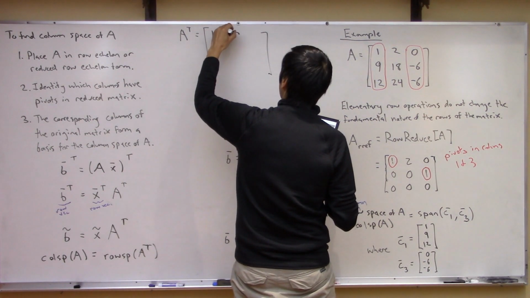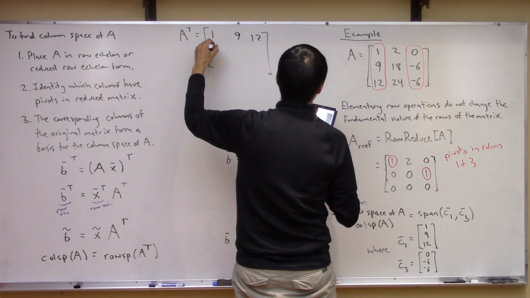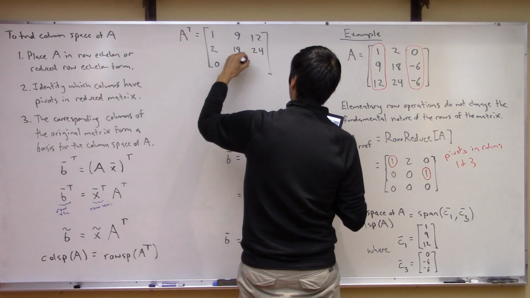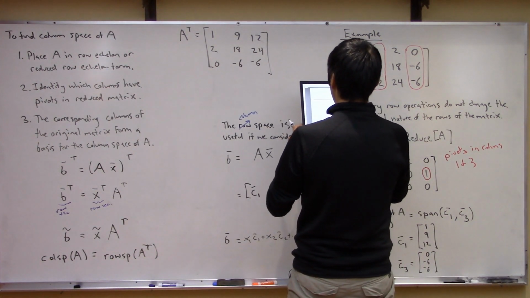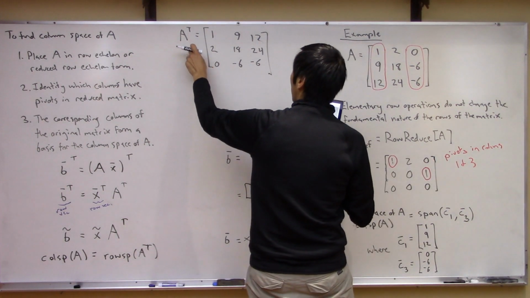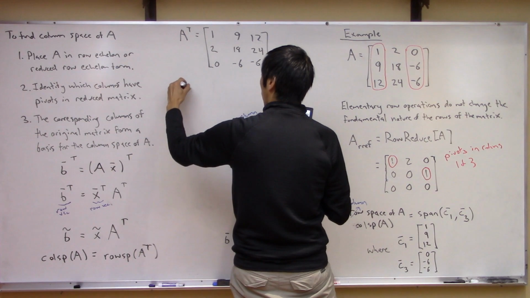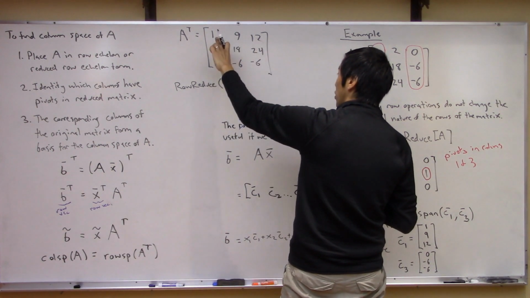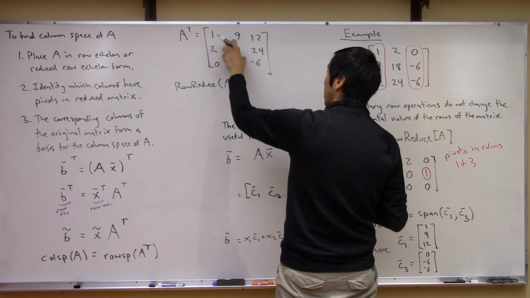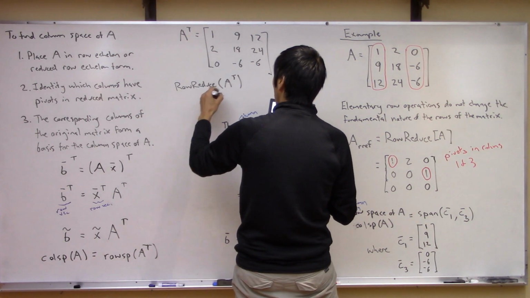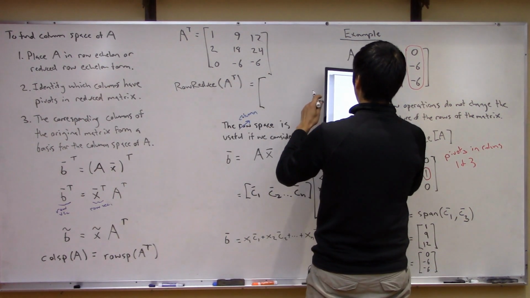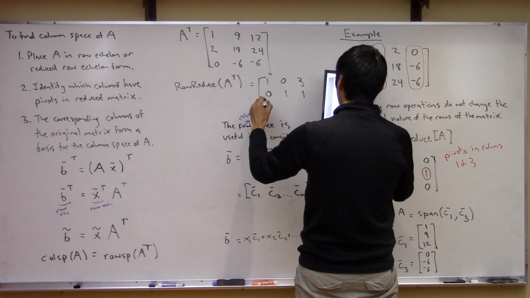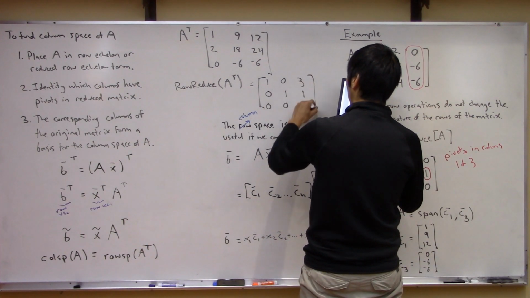So now I got 1, 9, 12 across the top, and then you got 2, 18, 24 in the middle, and then you got 0, -6, -6. Okay. And now all I'm going to do is row reduce this A transpose matrix. So literally go run over to Mathematica or Matlab, whatever you want to do, place this thing in reduced row echelon form, and what you end up with is 1, 0, 3, 0, 1, 1, 0, 0, 0.